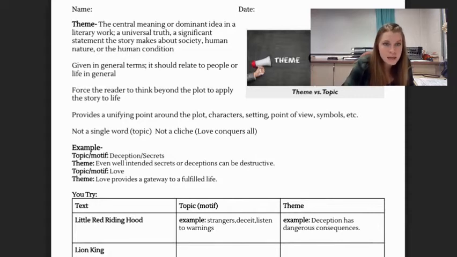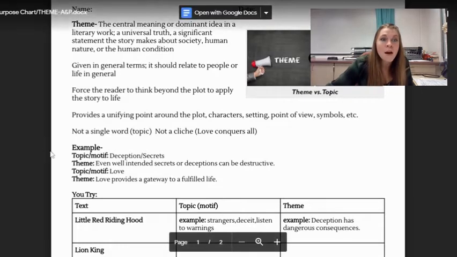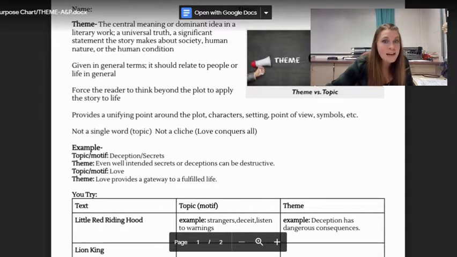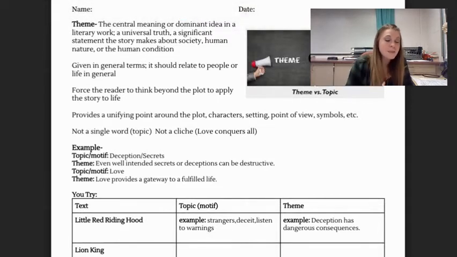Last year, remember, we watched those Pixar shorts, and then we picked out all of these little topics, and then we used those topics to create our theme statement. So those little topics, the single words that we came up with, were the motif. That is just a single word, and it is something that is in the story. The theme has to do with an actual statement. And remember, it is not a cliche. So not like love conquers all and that kind of thing.